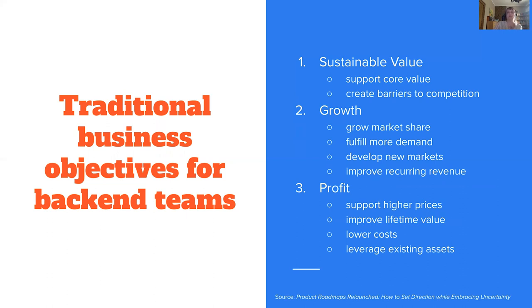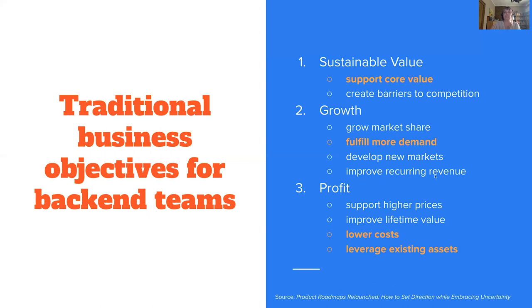So I filtered this list, as you can see here, and I've highlighted the traditional business objectives that usually affect the backend teams and backend products. So we have support core value. This is kind of obvious, of course, for the product to work. Usually the backend is necessary and all the improvements we do will be reflected in the backend.